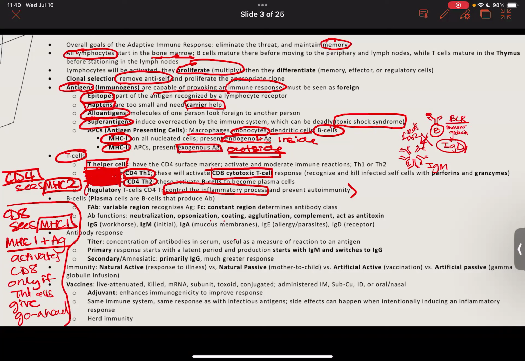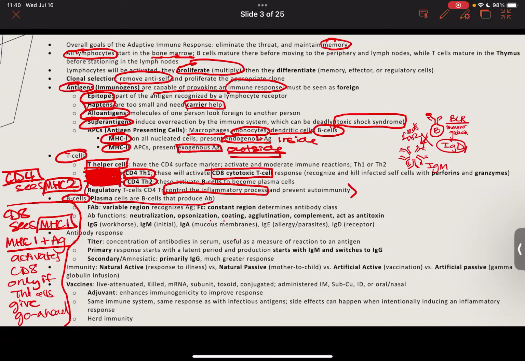CD8 sees MHC1, and the CD8 cell can only kill the MHC1 presenting thing, MHC1 plus antigen. It can only kill that cell if Th1 cells give it the go-ahead. And the Th1 cells are CD4 positive, period. Again, we've gone over it once, but we'll go over it again after we go through our details here. B cells can make memory cells and regulator cells, and their effector cells that make antibody are called plasma cells.